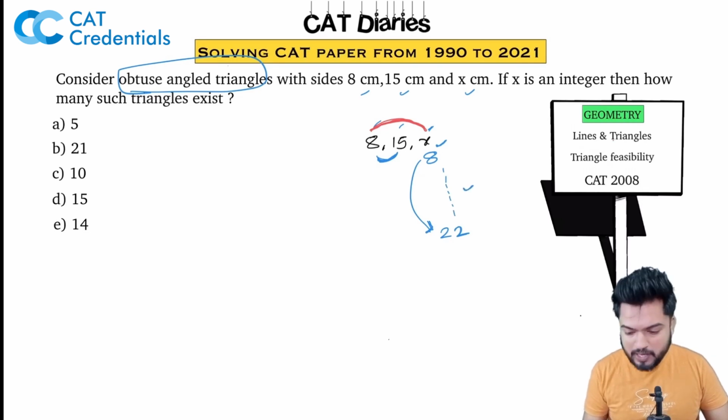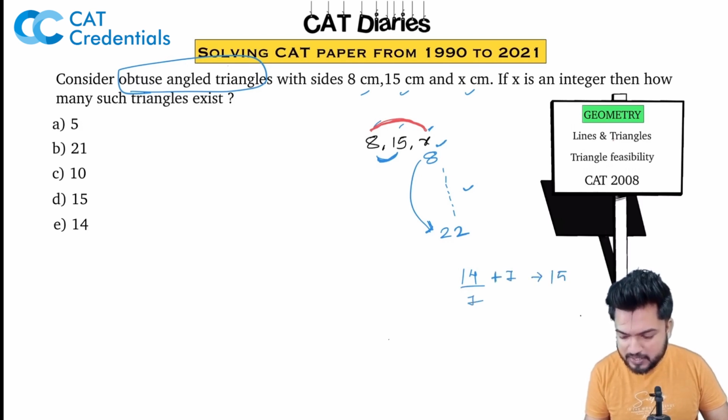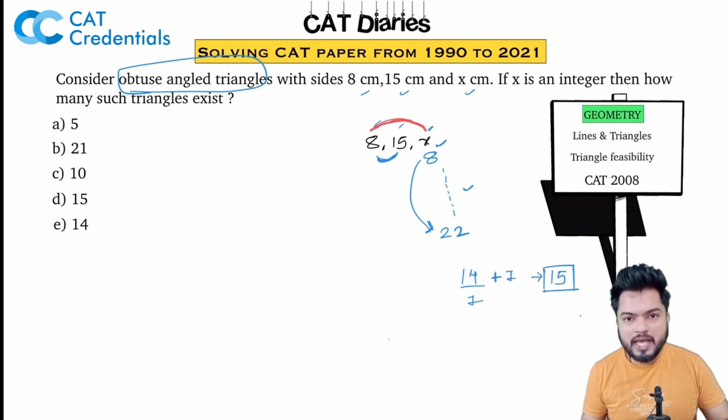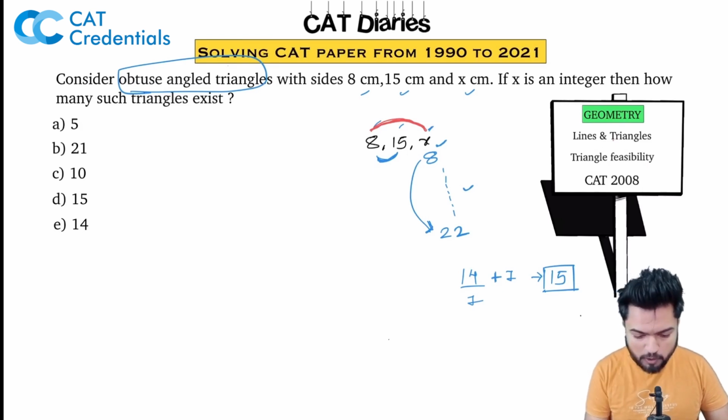And what are those values? There is a simple way to check this. This is in AP. 22 minus 8 is 14. This is an AP, so last term minus first term divided by the common difference, plus 1, is equal to the number of terms. So 15 triangles can be formed. Given 8, 15, and x as the sides of a triangle where x is an integer, there is one option here that is 15 as well.